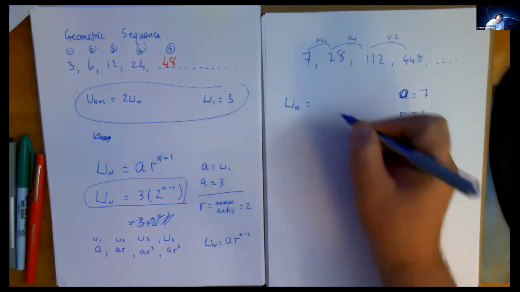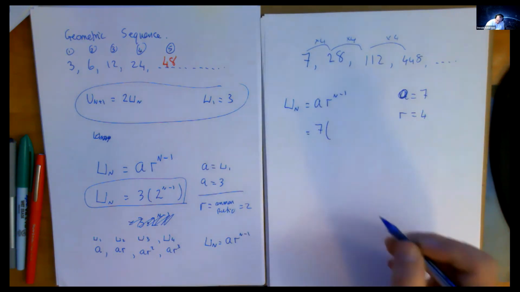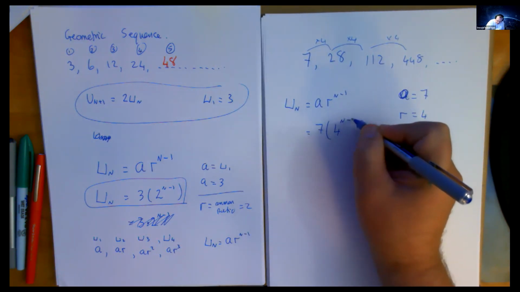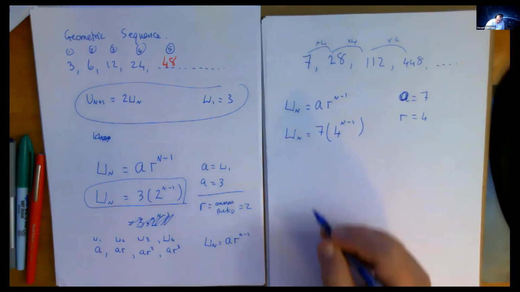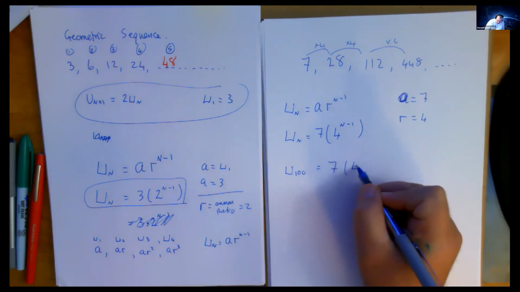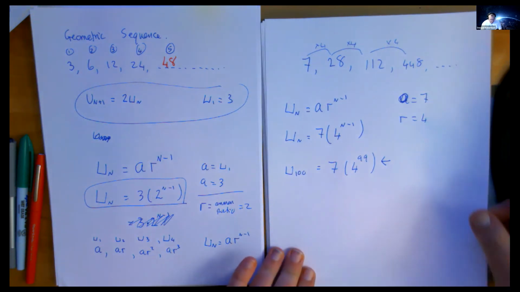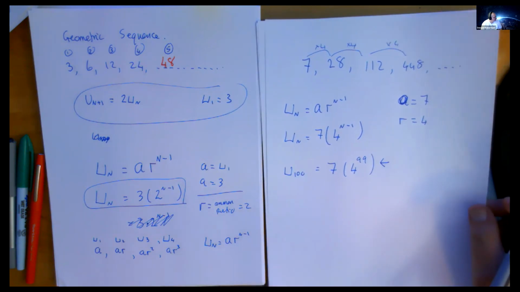So the general version is AR to the n minus 1, 7 times 4 to the power of n minus 1. And if you wanted to know what u 100 is, wouldn't you just do 7 times 4 to the power of 99? And no, I'm not doing it because that number would probably not work because it's so big it doesn't fit in the calculator. But at least isn't that the calculation for doing it? And you can plug it into a computer and it could handle it. We call them sequences. They're just a list of numbers that have patterns.